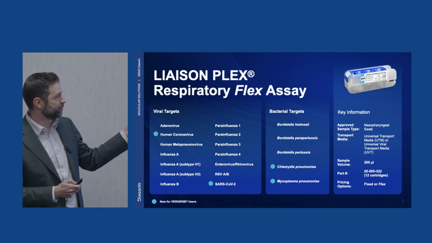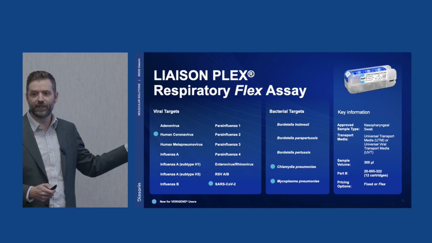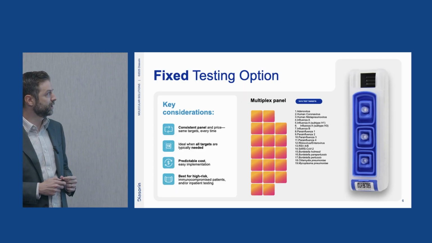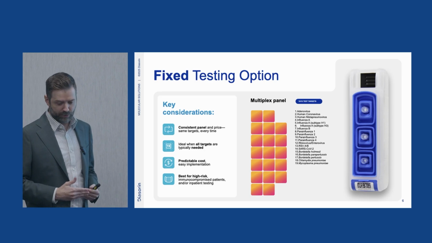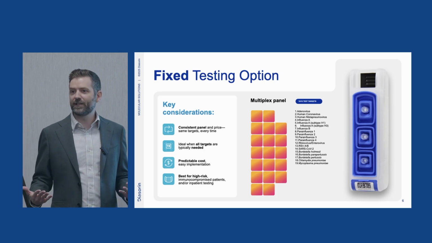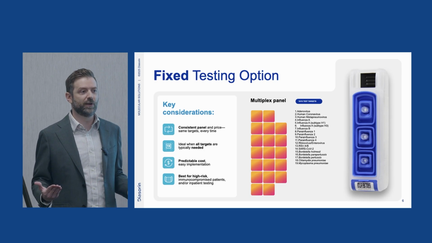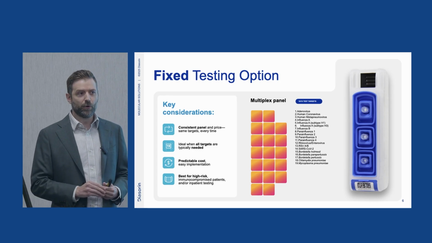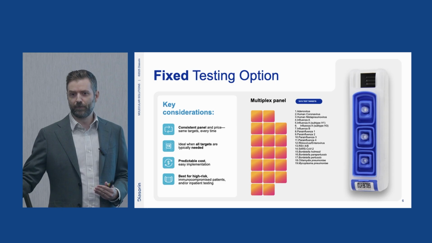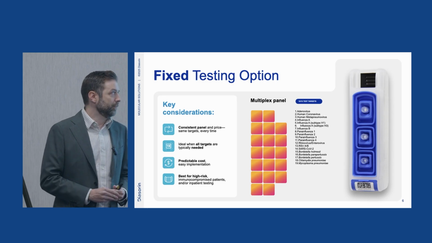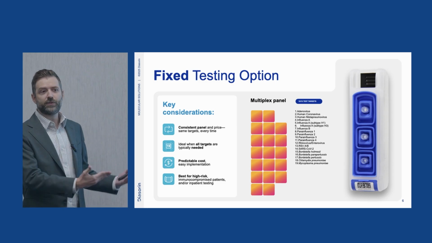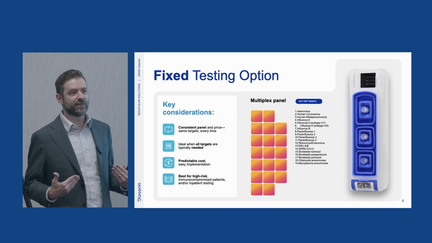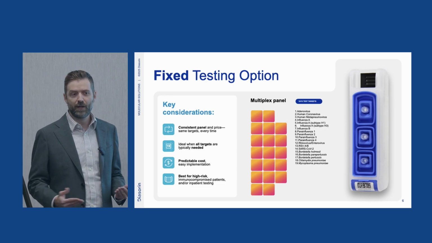So as you can see with this respiratory panel, we have 19 targets, 5 bacterial targets, and 14 viral targets. And when our customers run this test at the contracting phase, they have essentially 2 different options. They can go with fixed testing or fixed pricing, or they can go with flexible pricing or flex testing. So fixed testing, this is what you're used to with syndromic testing. This is where you're paying the same price and you're getting access to all of the targets on the panel.